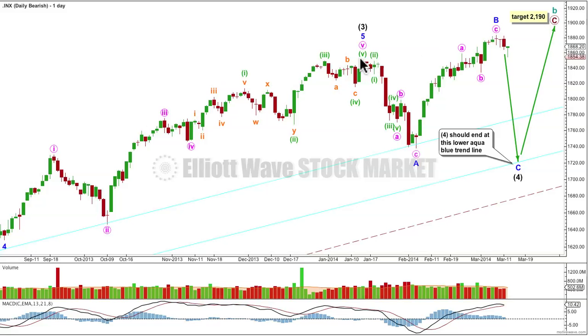Within primary C, intermediate 3 would be over here, and we'd be expecting a 3-3-5 expanded flat correction for an intermediate degree fourth wave. So there is no divergence with the bearish and bullish wave counts at this stage, and there won't be any divergence for several months yet. They expect exactly the same movement next.